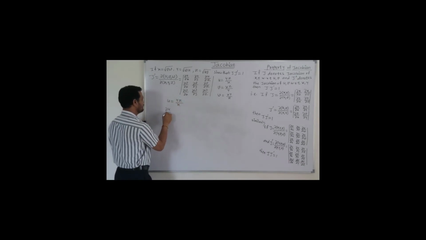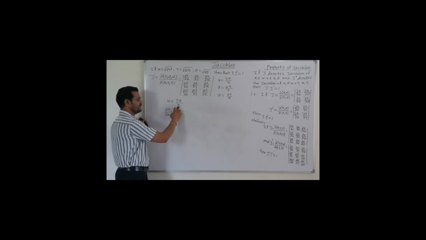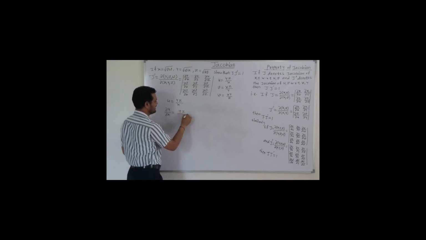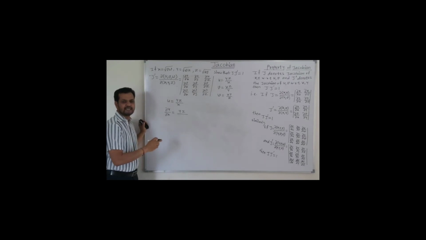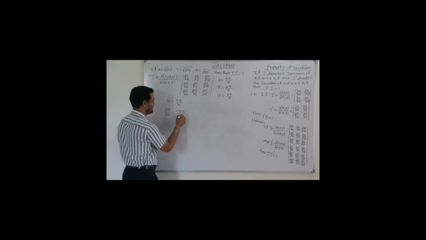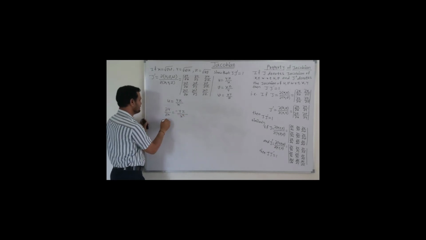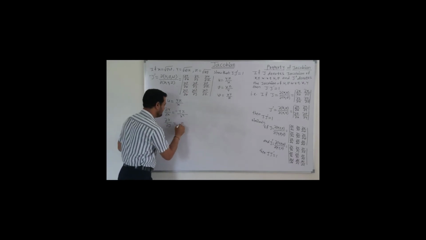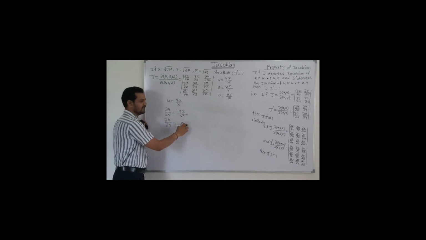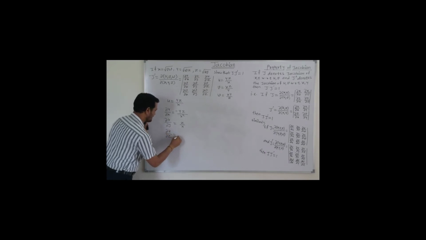Now take the partial derivative of u with respect to x. So x is in the denominator, so y and z are constant. So derivative of 1 upon x is minus 1 upon x square. So this is minus 1 upon x square. Similarly, take the derivative of u with respect to y. When we take the derivative of the given function with respect to y, that means x and z are constant, derivative of y with respect to y is 1. So take the derivative of u with respect to z. When we take the partial derivative with respect to z, then y and x are constant, then derivative of z with respect to z is 1.